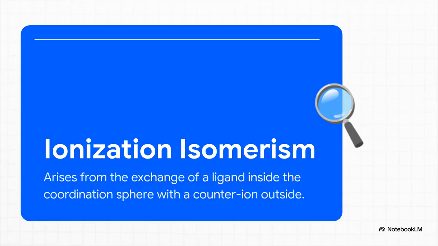Our first type of structural isomer is the ionization isomer. This is what happens when an ion, just kind of hanging out on the outside of the main complex, decides to swap places with a ligand that's on the inside. And the memory tip here? It could not be simpler. The ion, it swaps. That's it.